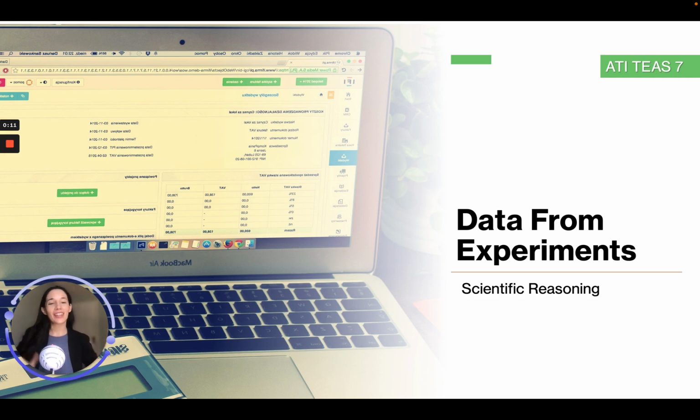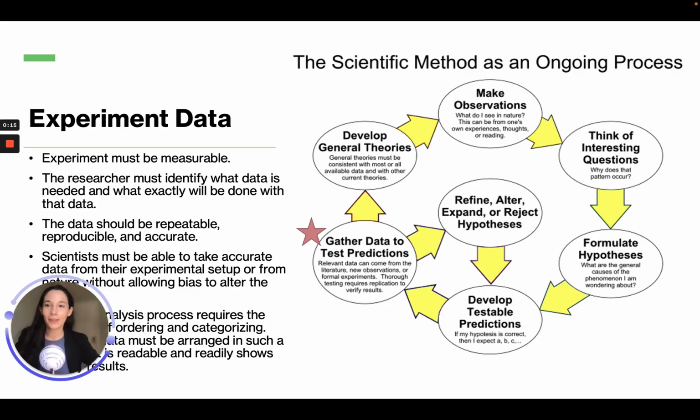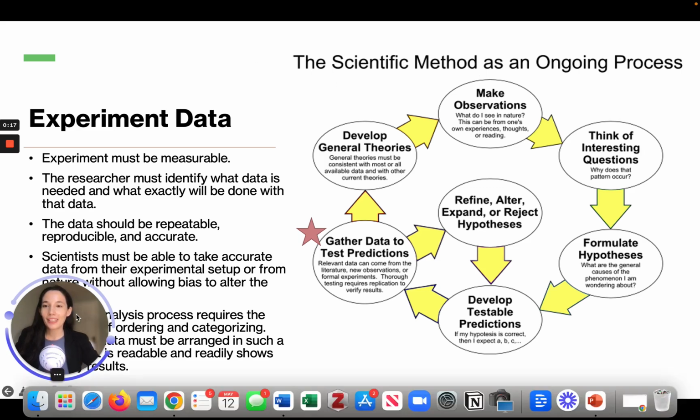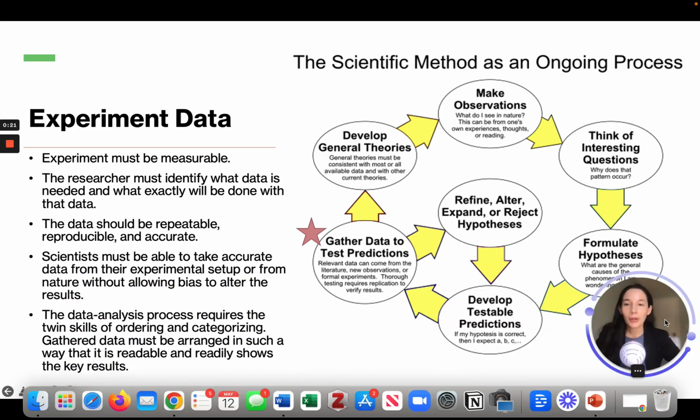But so we can finish, let's talk about data from experiments. So, experiment data. The experiment must be measurable. The researcher must identify what data is needed and what exactly will be done with the data. The data should be repeatable, reproducible, and accurate.